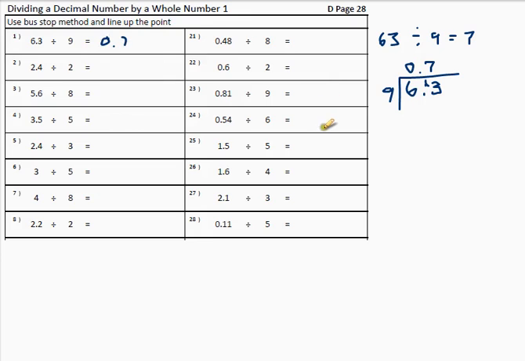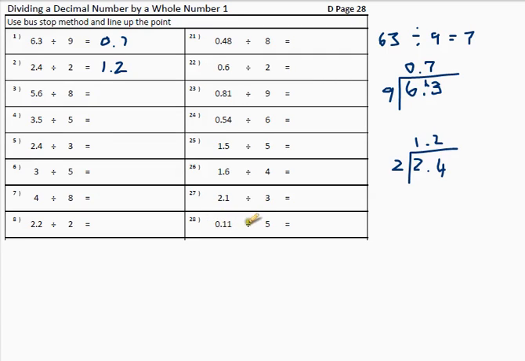Pause the video, you try the rest. Let's just do that one together. We know that 24 divided by 2 is 12, hopefully, but we can do it like this. 2 goes into 2 once, 2 goes in 4, 2. So there for sure we know the point goes there. Okay.